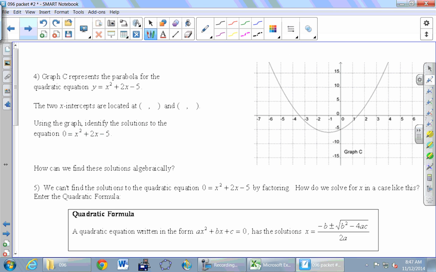On the next page, let's go to number 4. Nate? Parabola. Okay, the two x-intercepts, this was the one that we estimated. I think we said -3.5-ish. Right, -3.5 comma what? 0. And then I think we tried 1.4 on the other side.